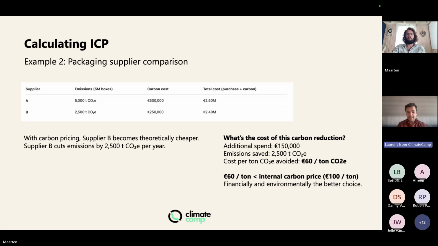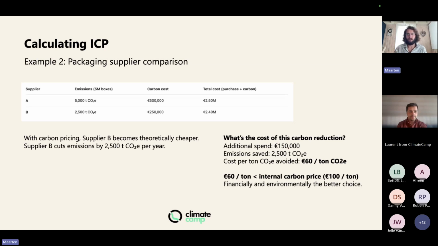Based on this calculation, we see that the cost per ton CO2 that we reduce or avoid, if we move from supplier A to supplier B, is 60 euro per ton CO2 equivalent to reduce those 2,500 tons of emissions. Meaning 60 euro per ton of emissions reduced is cheaper than the 100 euro per ton carbon price that we accounted for. So going for this option is cheaper than what we predict the cost of reducing the emissions would be. In this case, it's a no-brainer for a sustainability department and a procurement department to choose supplier B, based on this carbon price of 100 euro.